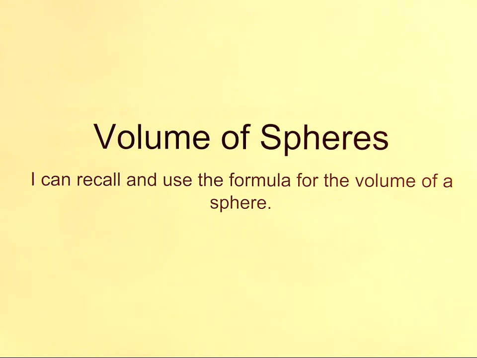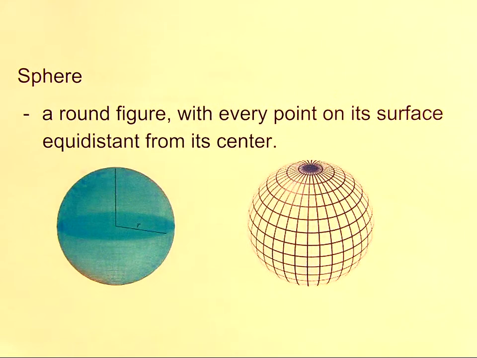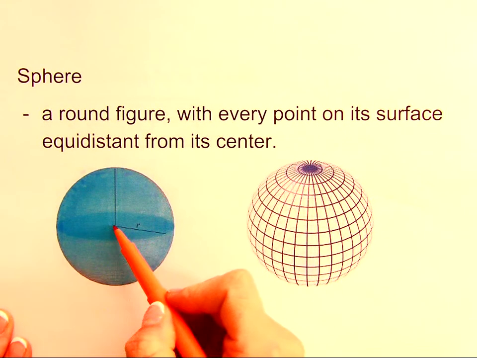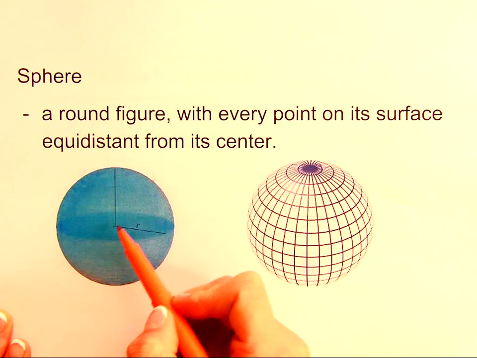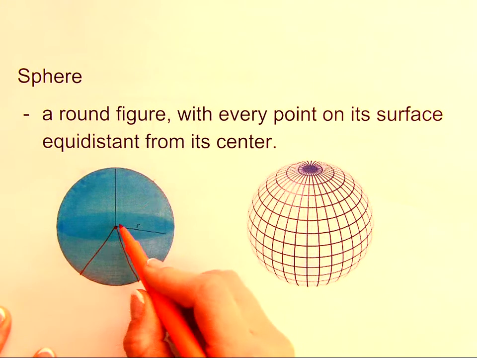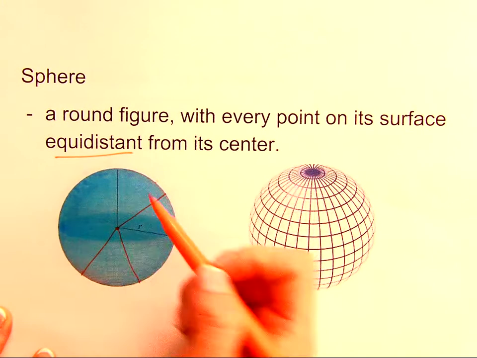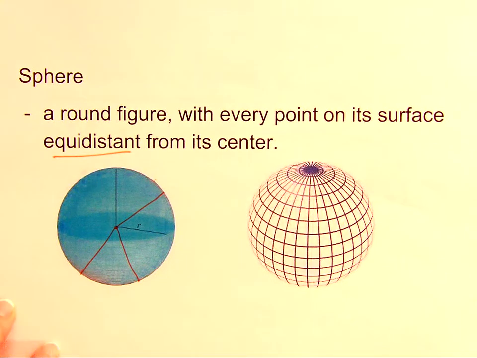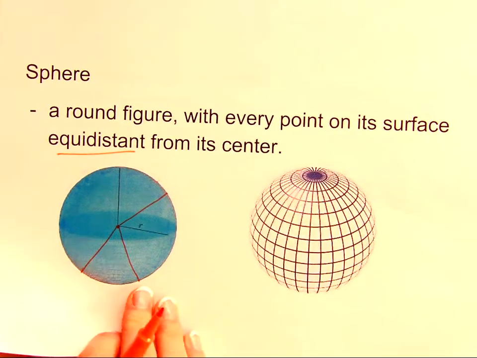Volume of spheres. So a sphere is a round figure with every point on its surface equidistant from its center, meaning from the center outward to the outside edge is the radius. Any line from the center out is equidistant or equal, right? Those are all the radiuses, okay?